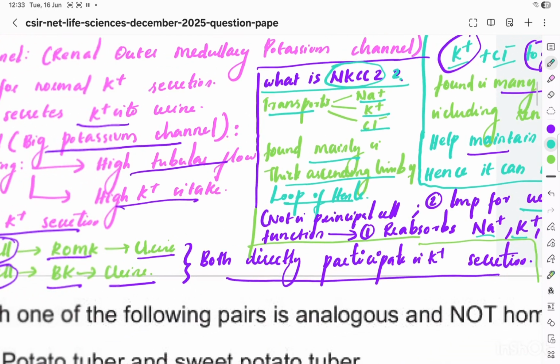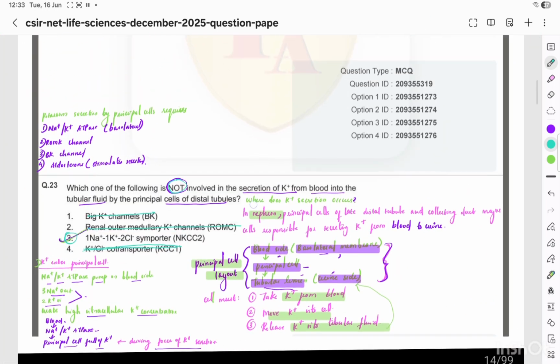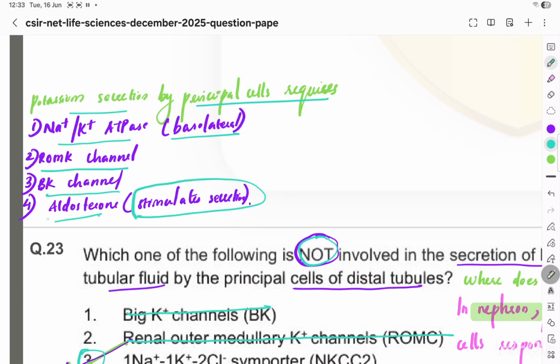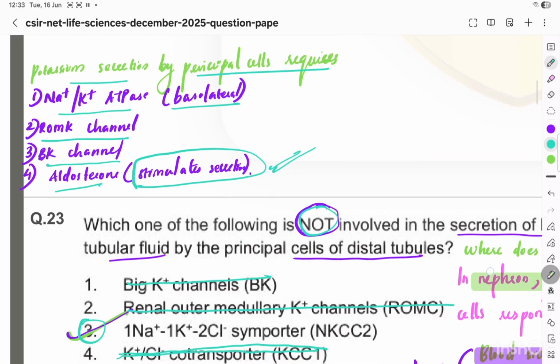Okay, moving on, we have to check one more, and we are summarizing this. Potassium secretion by the principal cell requires the Na plus K plus ATPase from the basolateral side, then the ROMK channel and BK channel on the lumen side, then aldosterone, which stimulates the secretion. This is add-on information.